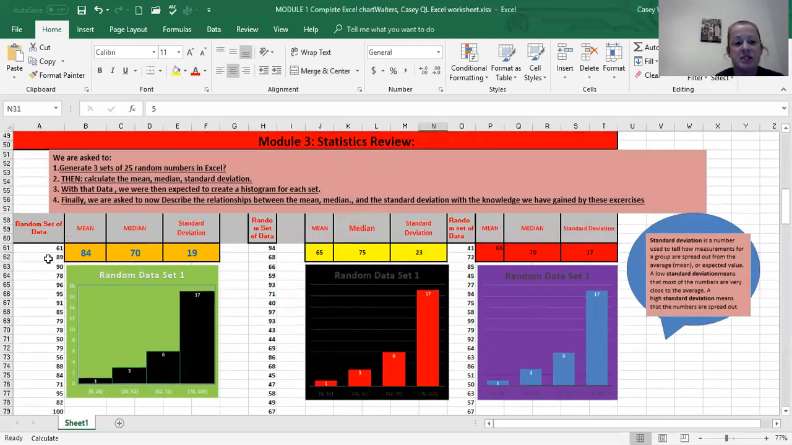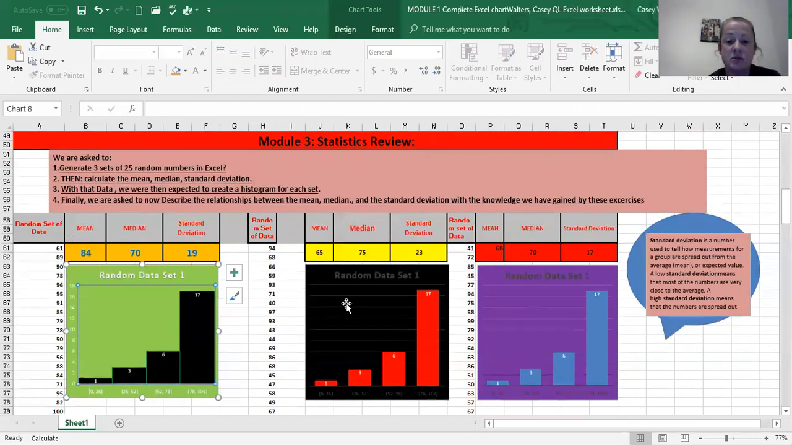And here's a statistics review, and we were to generate 3 sets of random numbers in Excel. I have those demonstrated right here, and then calculate the mean, median, and standard deviation. That is right here. And with the data, we were then expected to create a histogram for each one. That is this right here. And finally, we were asked to describe a relationship between the mean, median, and standard deviation with the knowledge we have gained by the exercises. And I have that right here.